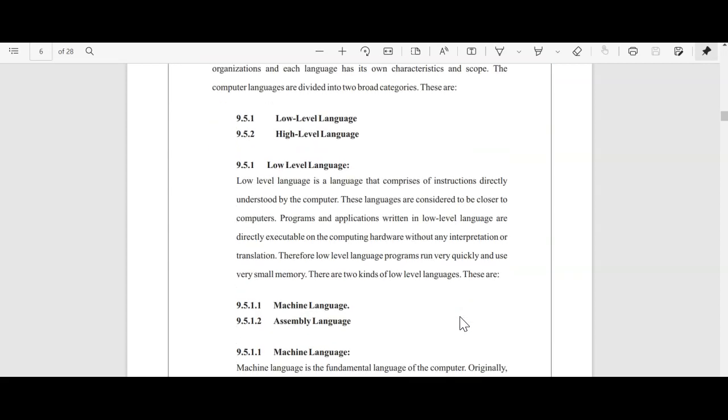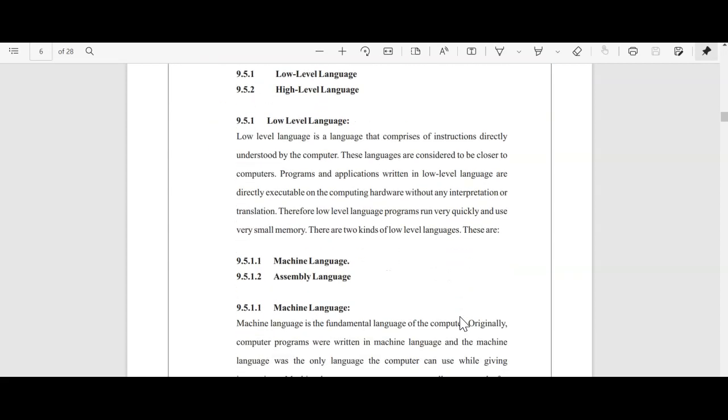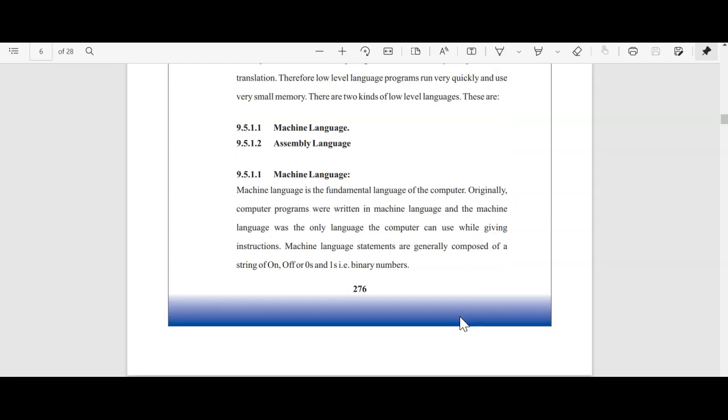So in the first category, low level languages, there are broadly two categories of languages. One is the machine language, the other one is the assembly language. The machine language is the fundamental language which we talked about, that it's a binary language. So the machine works on binary. Originally programs were written in machine language, and it was the only language a computer can use while giving instructions, because it is the native language.